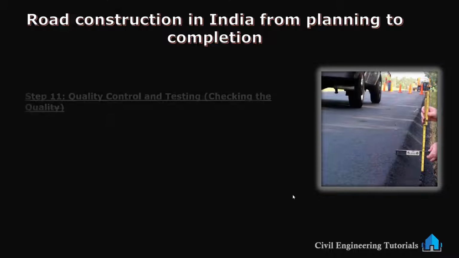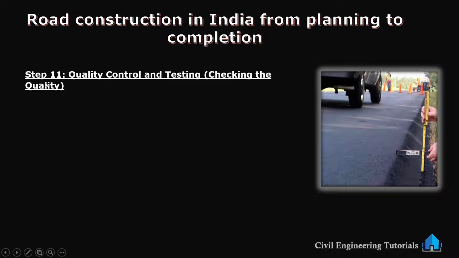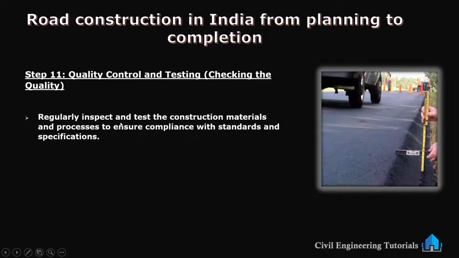Next, step number 11. Quality control and testing. Quality control and testing, that means checking the quality. This is also very important. Regularly inspect and test the construction materials and processes to ensure compliance with standards and specifications. So this plays a very important role. Think about checking your school work before submitting it to the teacher. You want to make sure there are no mistakes. Engineers do the same for the path.